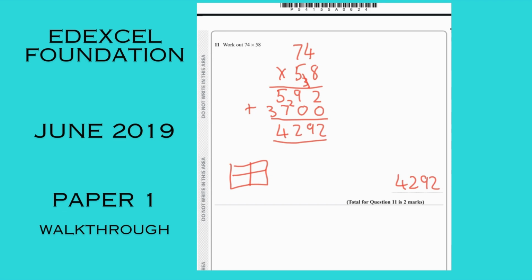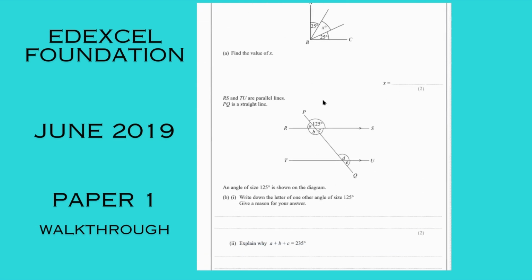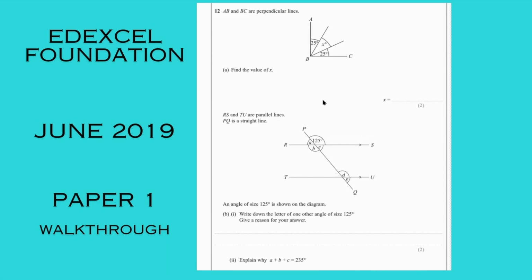But whatever method works for you, stick with it as long as it works. And we have some angles for question 12. So for part A, find the values. So we've got perpendicular lines. So it's a 90. So 90, take away the 50, gives us 40 for an answer.